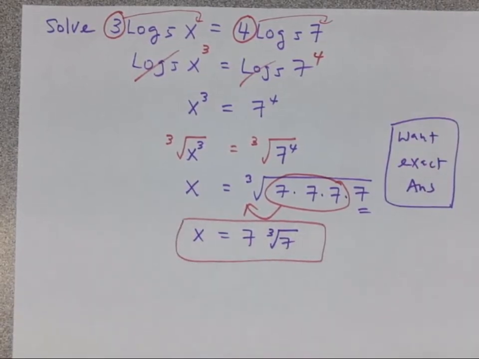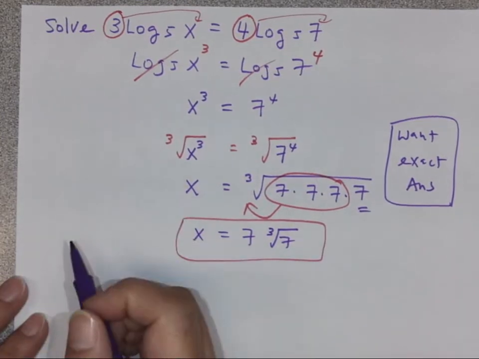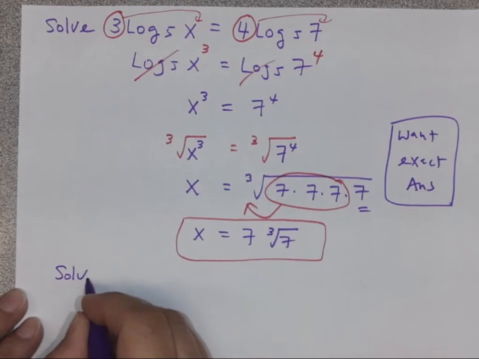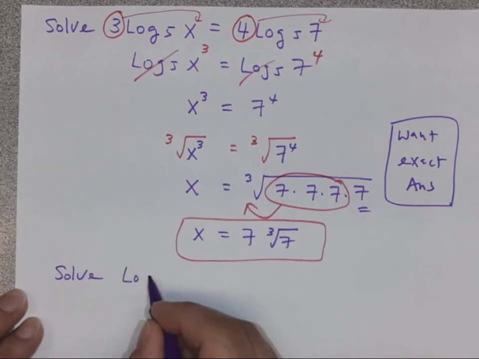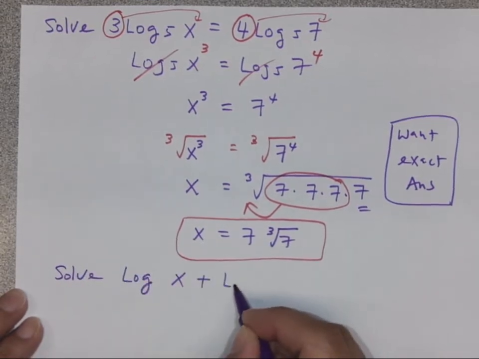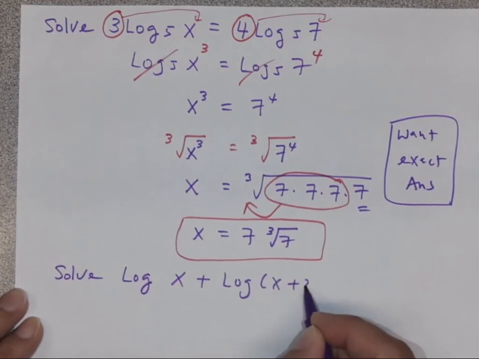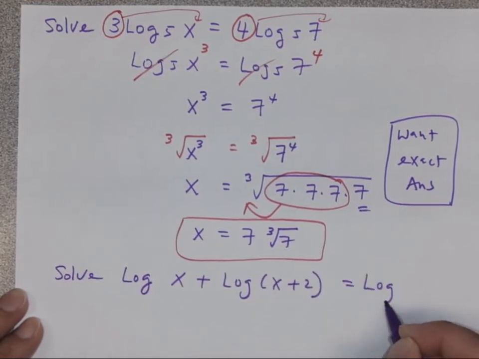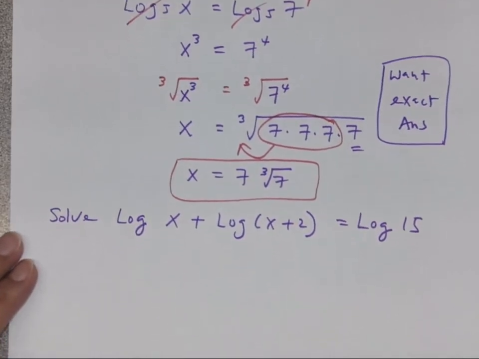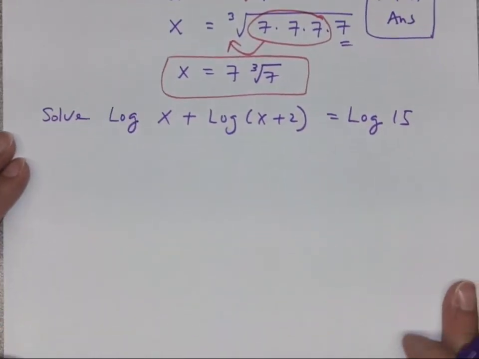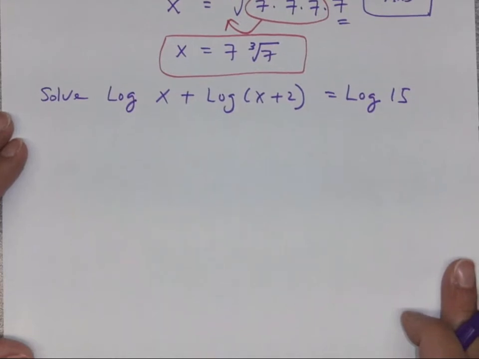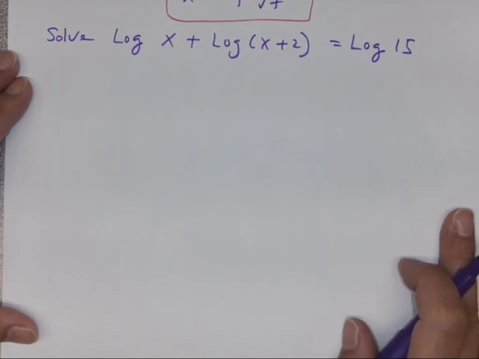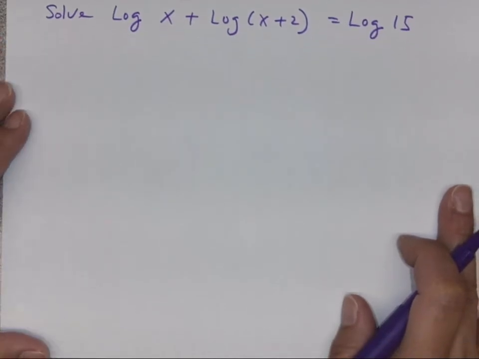Question on this one. So that's another question that was not on the quiz that you need to know how to do. Solving log x plus log (x plus 2) equal to log 15. I don't see a base for this log. What does that mean? 10. If you don't see a base, it means base 10. Very good. Okay.